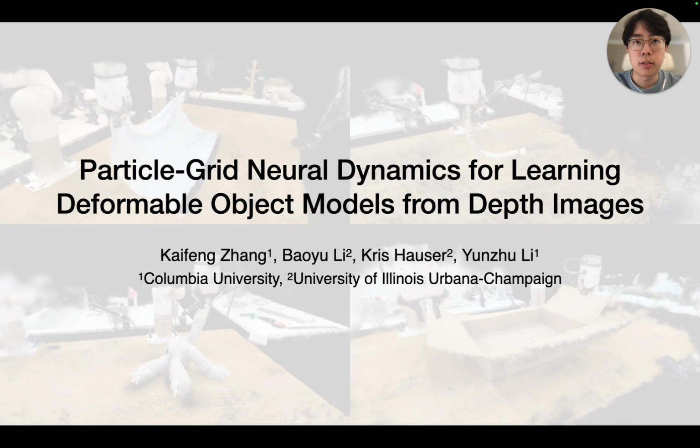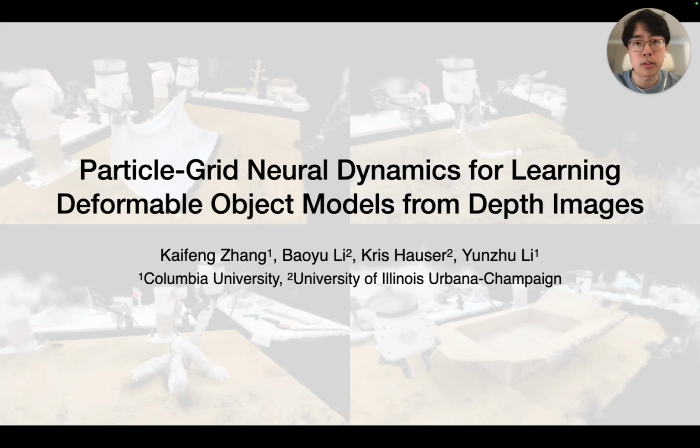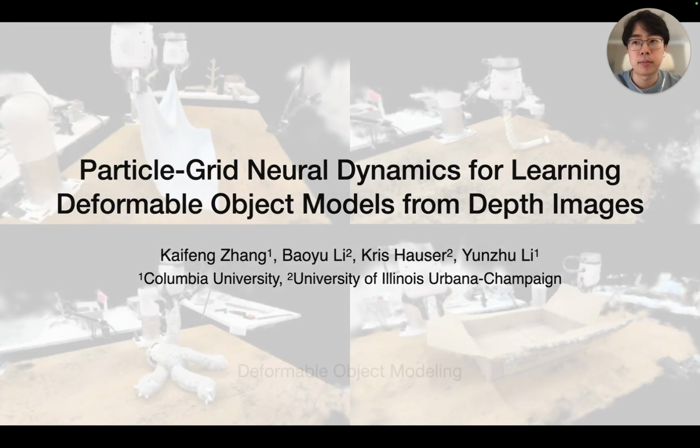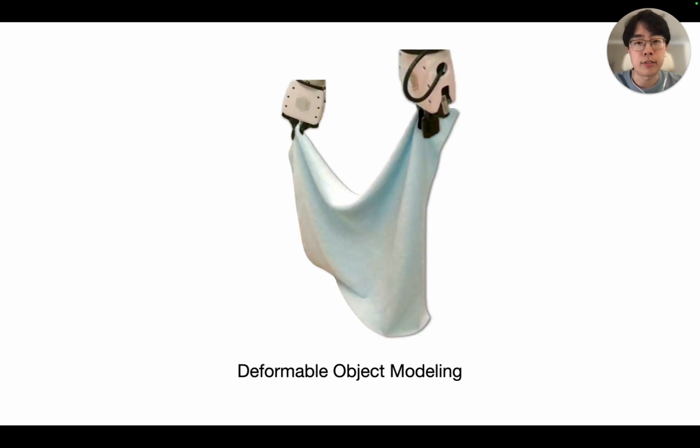In this work, we present particle grid neurodynamics for learning deformable object models from depth images. Modeling deformable objects is crucial for manipulation tasks involving soft and flexible materials. By utilizing visual observations and action inputs, a dynamics model can predict the object's next state, enabling model-based planning and enhancing physical reasoning.